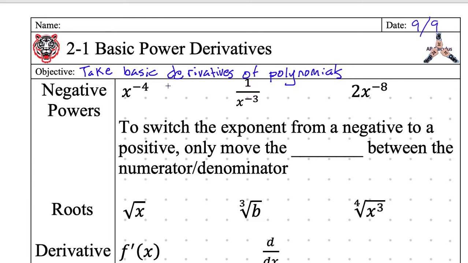X to the power of negative 4. I don't like negative 4. How can I get rid of that? Shout it out. 1 over x to the 4. There it is. 1 over x to the power of 4. Perfect. We flip it and then change the power to a positive. Hey, it's positive. We're okay with that. All right.